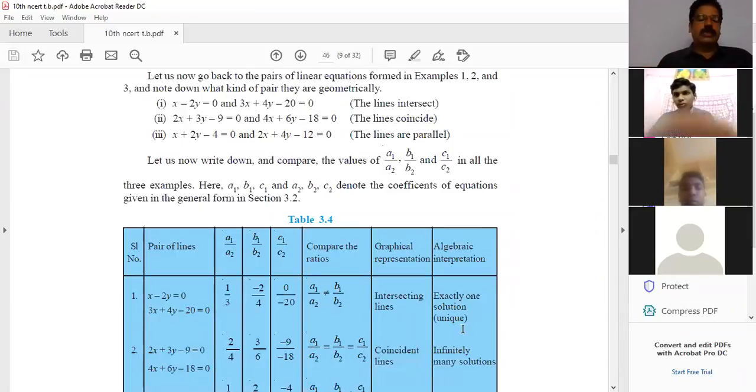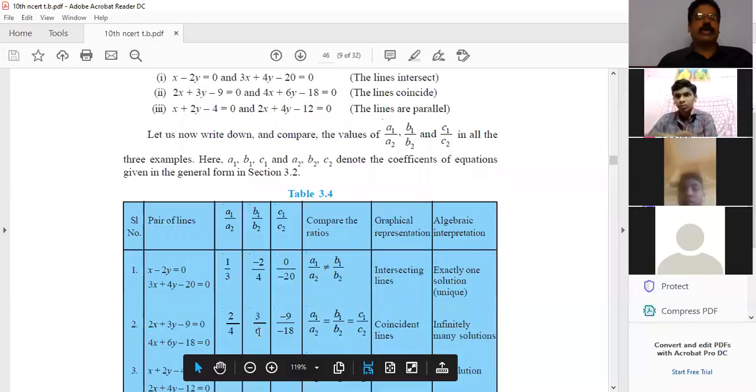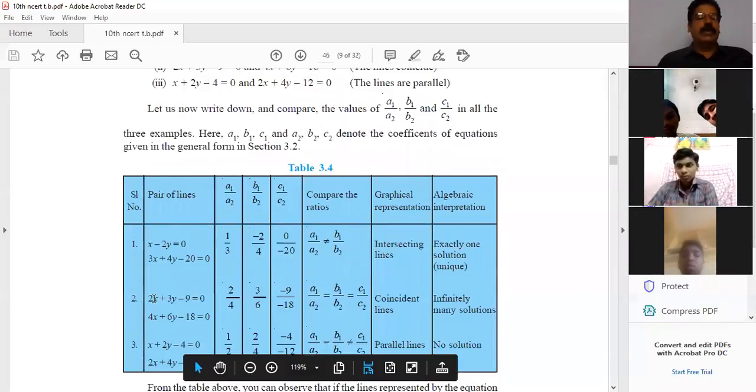And now see the second case. I took the second equation, 2x plus 3y minus 9 equal to 0. Here a1 equal to 2.